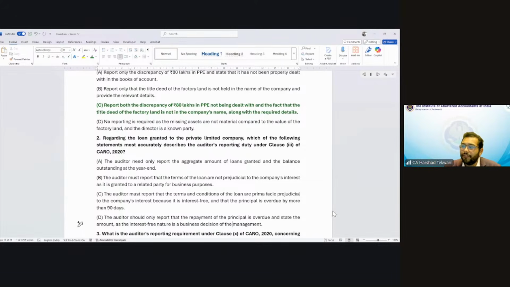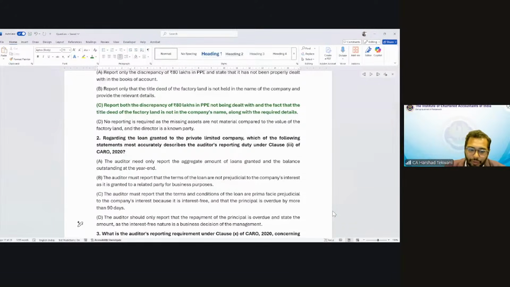So, what do you think? Which is the correct option over here? C is clearly the answer. The longest one. The longest sentence is the answer.